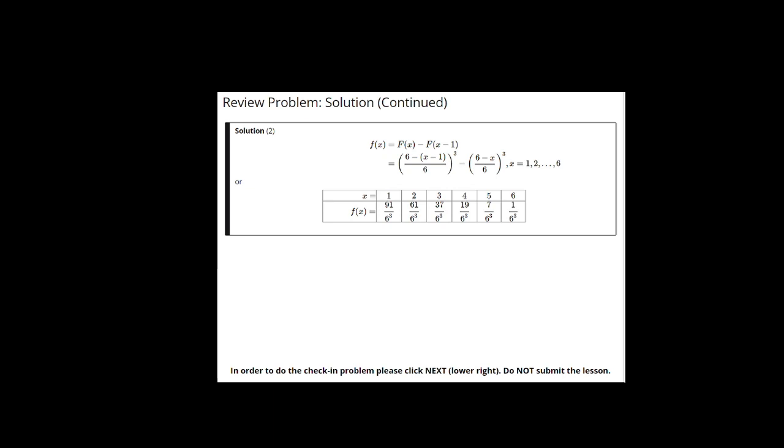You'll notice that the probability that the minimum is 1 is quite high, 91 over 6 cubed. The probability, on the other hand, that it's 6 is only 1 over 6 cubed. There's only one possibility there, and that is all 3 dice return a 6.